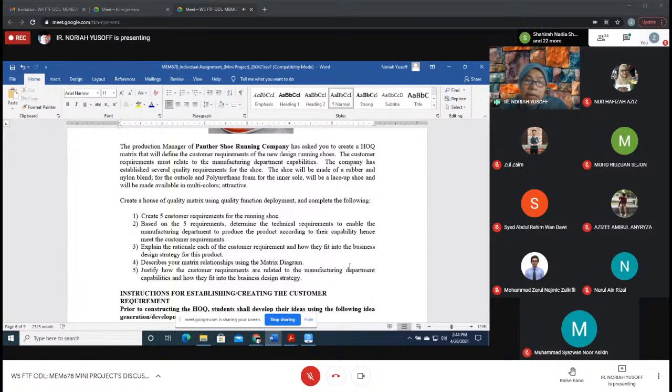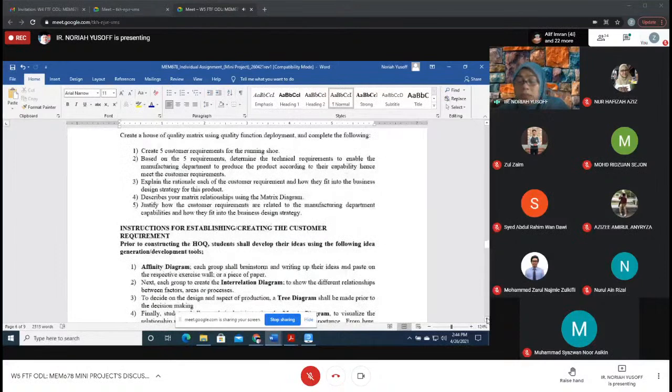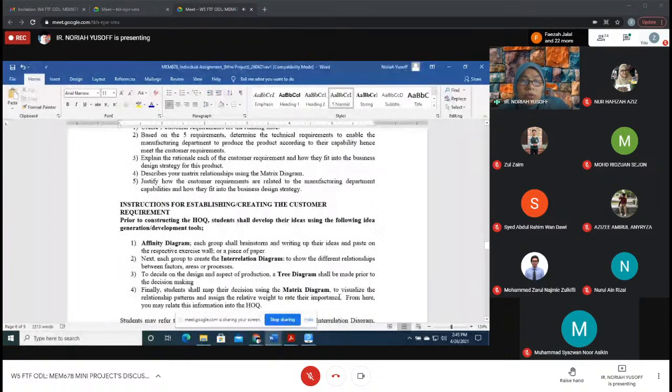So describe your matrix relationship using the matrix diagram and justify how the customer requirements are related to the manufacturing department capabilities. So kalau you jawab soalan betul-betul, because this is guided now, so you dah boleh buat dah. So kata kat situ. So another instruction pula, prior to constructing the HOQ, students shall develop their ideas using the following idea generation development tools. So you kena include dalam your report tu, affinity diagram.